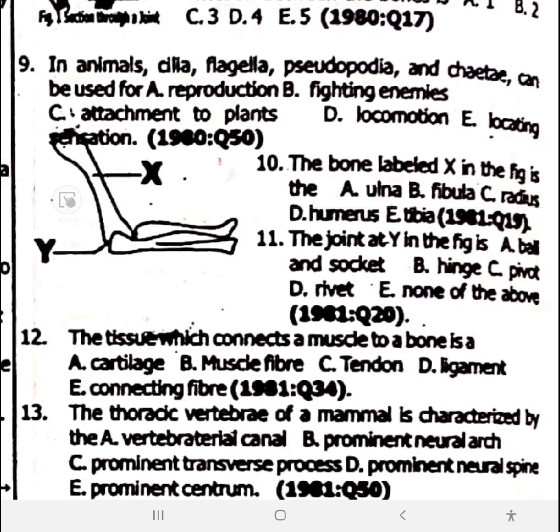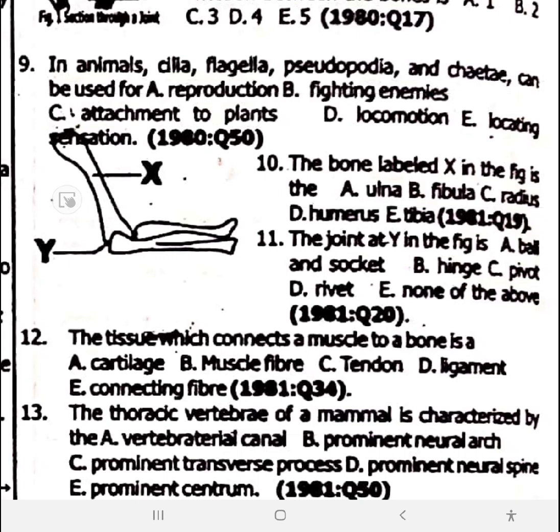Next, the ball and socket joint. The ball and socket joint allows movement in several directions. Examples: the shoulder and the hip joint are ball and socket.